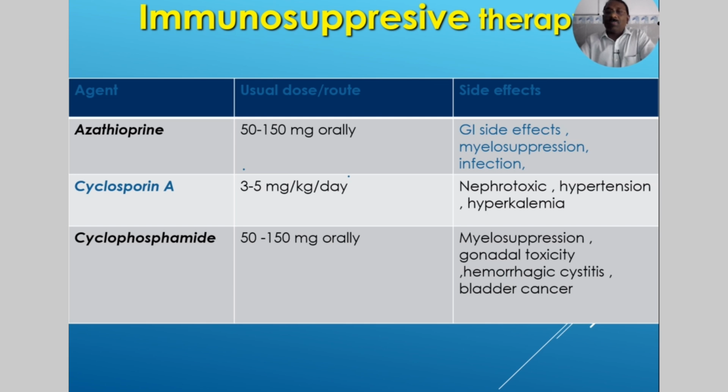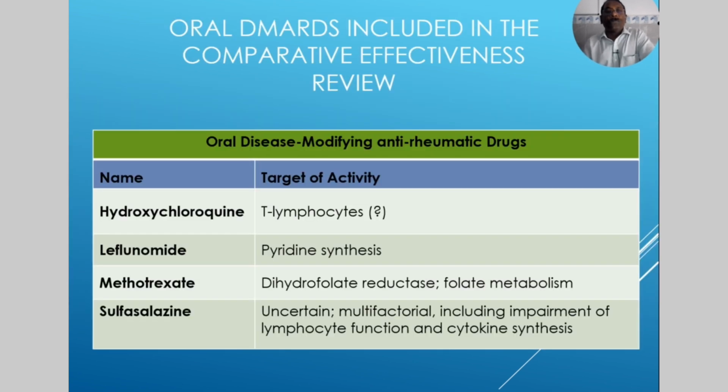Cyclophosphamide: myelosuppression, gonadal toxicity, hemorrhagic cystitis and bladder cancer. See how they act, where they act. Hydroxychloroquine: target of activity is T lymphocytes. Your methotrexate: dihydrofolate reductase and folate metabolism. So that is the reason we always prescribe folic acid along with the methotrexate. Leflunomide: pyrimidine synthesis. Sulfasalazine: exact cause is not known, it's multifactorial, including the impairment of the lymphocyte function and the cytokine synthesis.